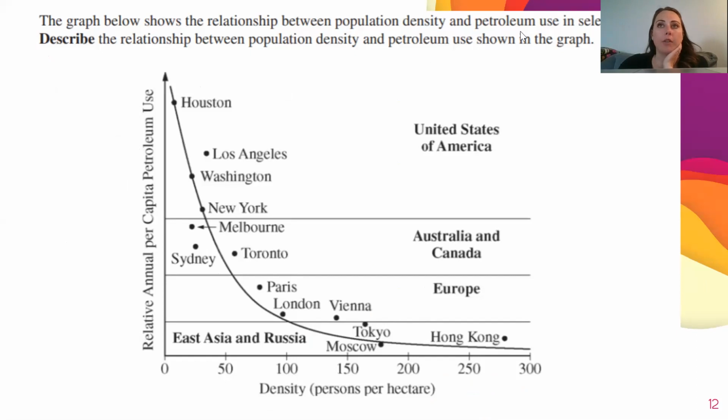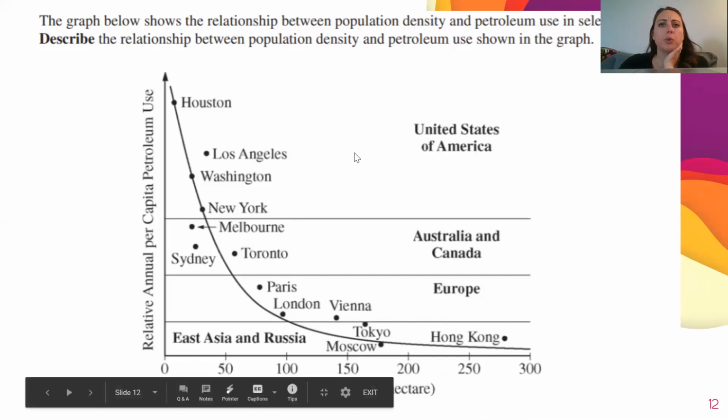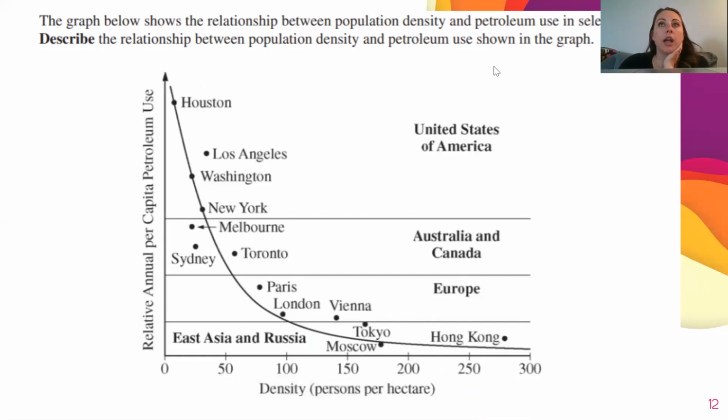And so here we have a graph. I would highly encourage you right now to pause this video and take a look at the graph and what it's telling us. Okay, so what we see here is that we have density, or people per hectare, on the bottom, and then we have amount of per capita petroleum use. If we did this investigation, it's not really an experiment, but we're looking at a natural phenomenon. The thing that we looked at was the density, and what changed as a result of the density, remember the density is how many people are in a specific area, was how much petroleum they used.